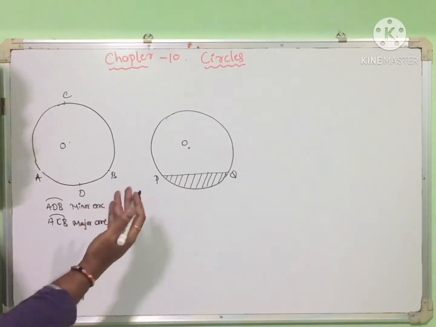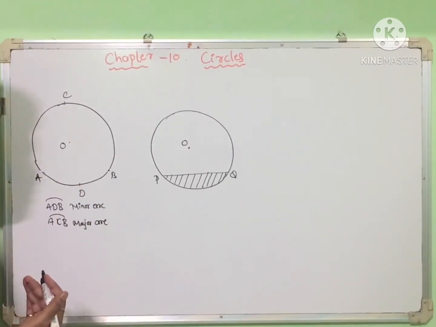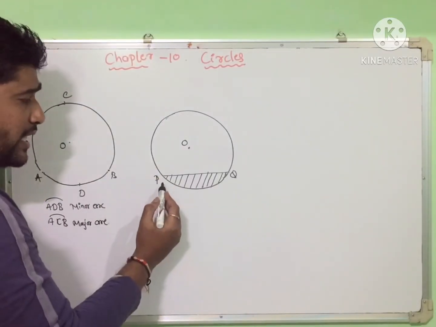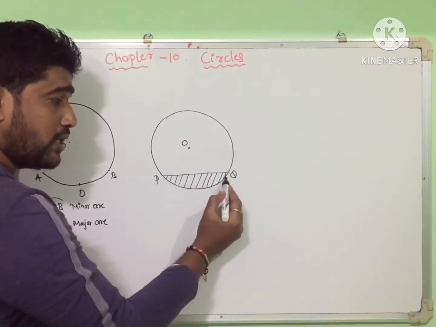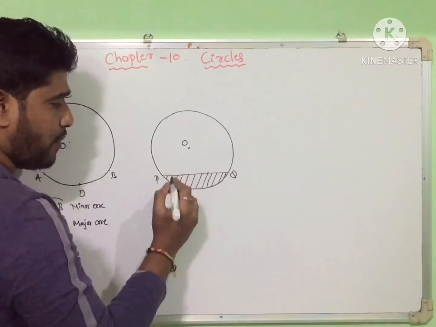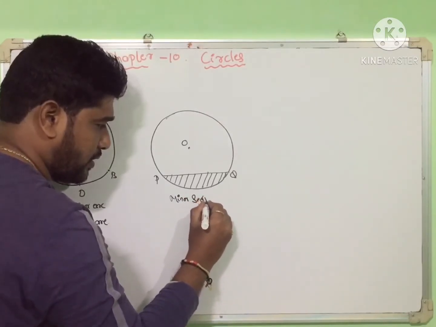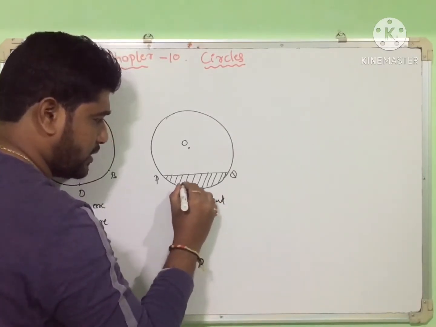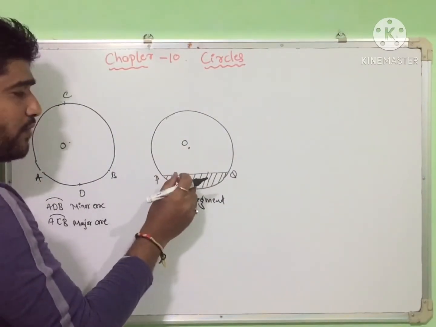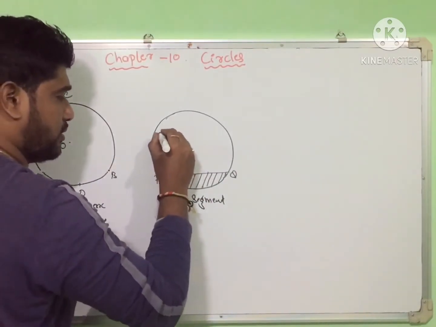And here there are two types of segment also. One is a major segment, another one is a minor segment. So which one is major, which one is minor? The region between a chord and a minor arc is called a minor segment. When it is a minor arc, that is a minor segment. And this one is a major segment. So the region between a chord and a major arc is called a major segment.